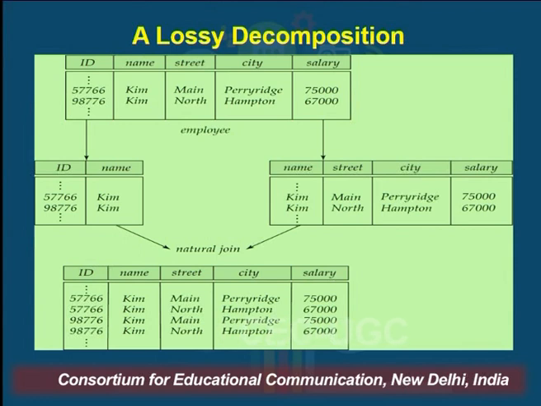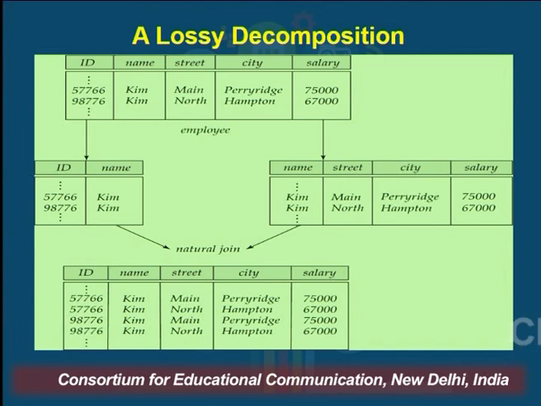Now see, if you perform a natural join here, and we are looking only at the rows of these two employees who are named Kim, two records from employee 1 and two records from employee 2, the Cartesian product will be taken, and finally we will have 4 records. But these 4 records have some wrong information.